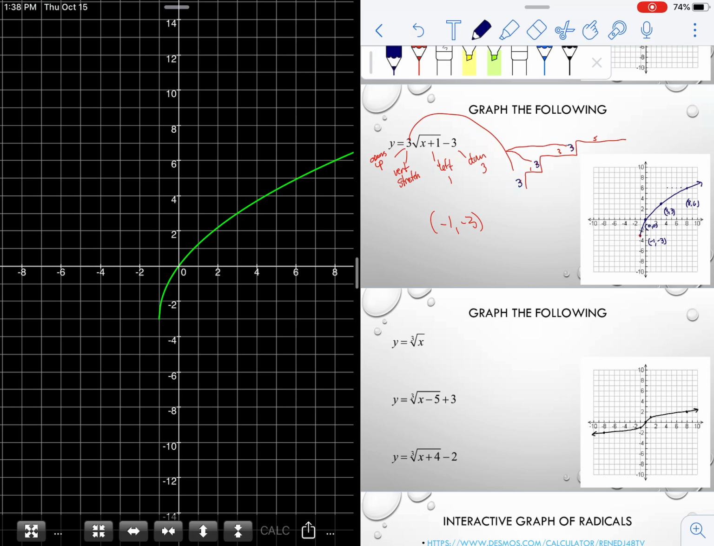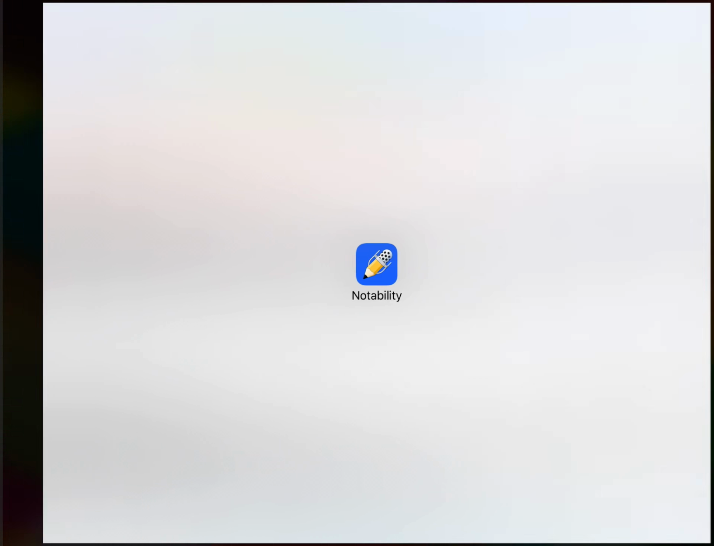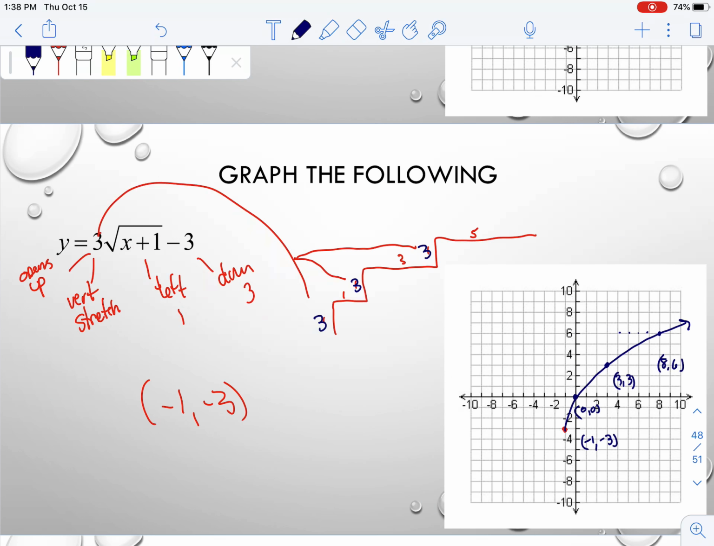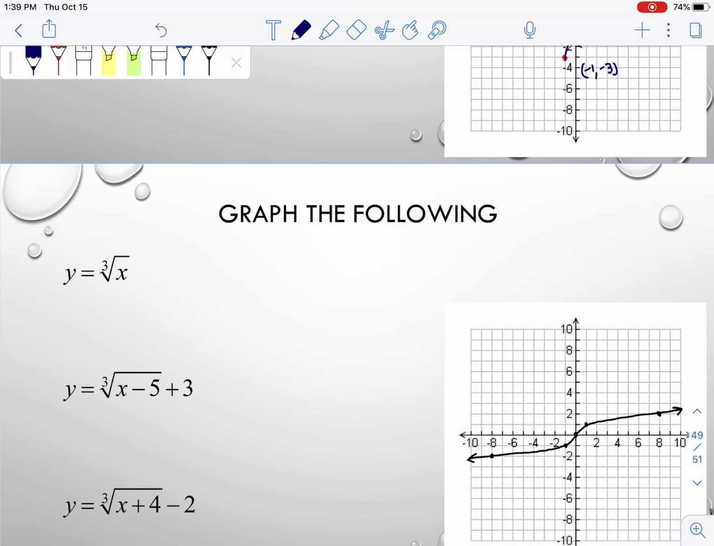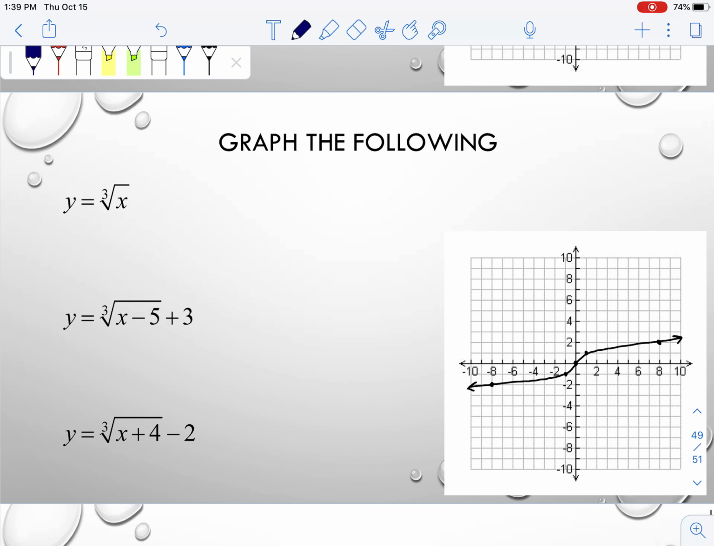So it's nice to have that little shortcut 1, 3, 5, whether it's for your parabola going vertically or when you lay it down on its side and make it the square root, you do your 1, 3, 5 horizontally. All right, let's practice a couple of these.